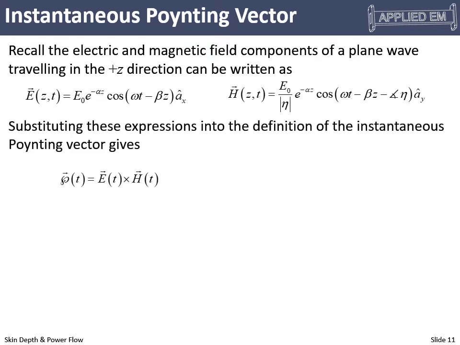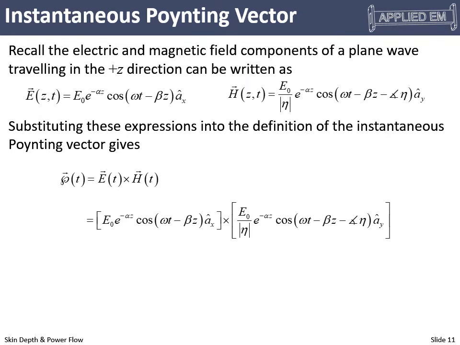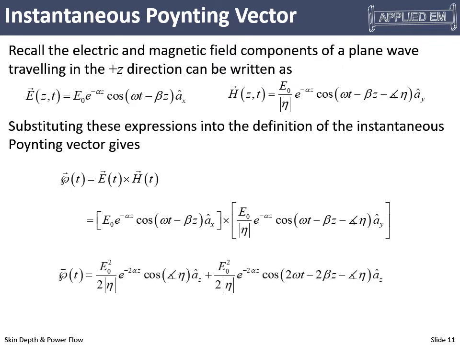We have our expression for the Poynting vector, E cross H. So we have some math to do. We can plug in these two expressions for E and H and start calculating the cross product. When we do that, we end up here, and this is our final expression for the instantaneous Poynting vector. And we see that there are two terms here.